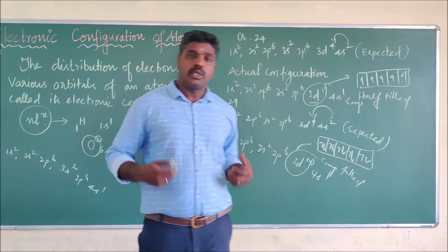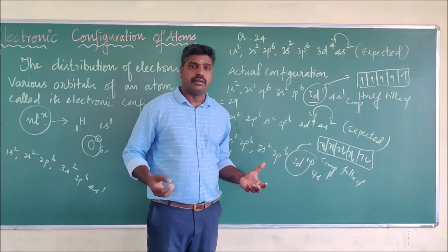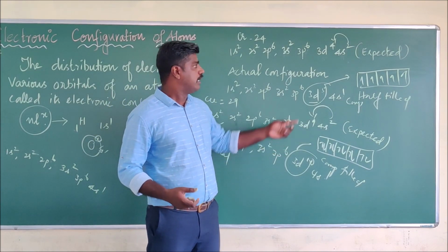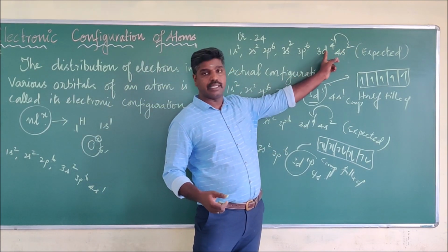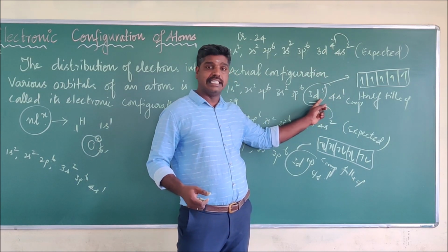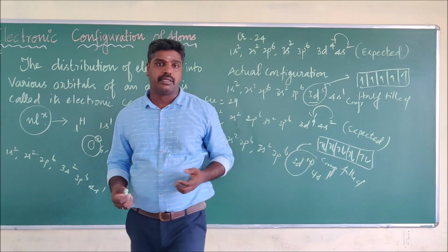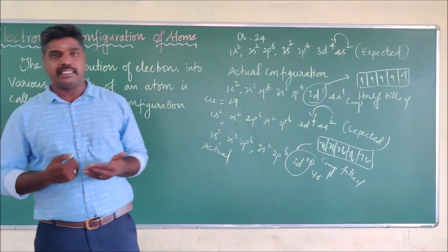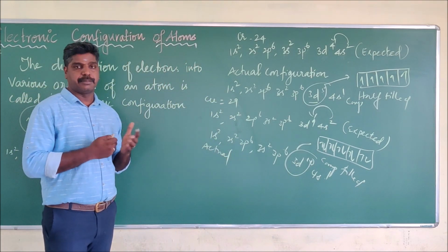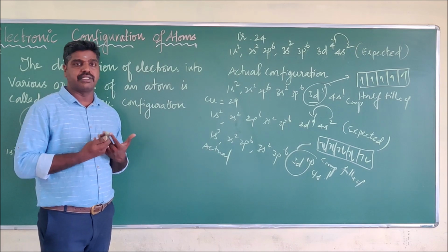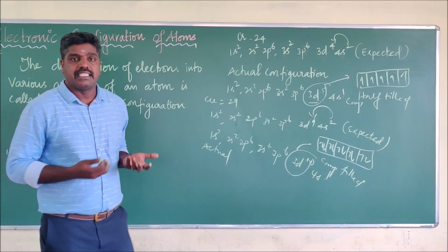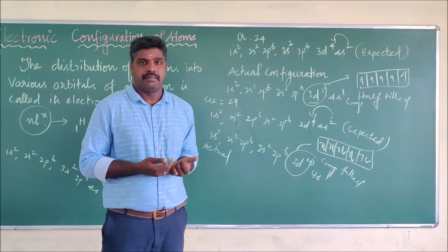In order to attain more stability for the d orbital, the electron jumps from here to here. So the electronic configuration changes: 3d5 here, and 3d10 is more stable. That's why the electronic configuration changes from the expectation, in order to attain a stable electronic configuration.